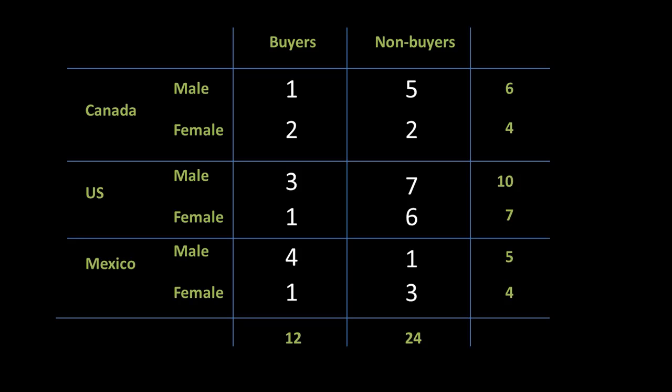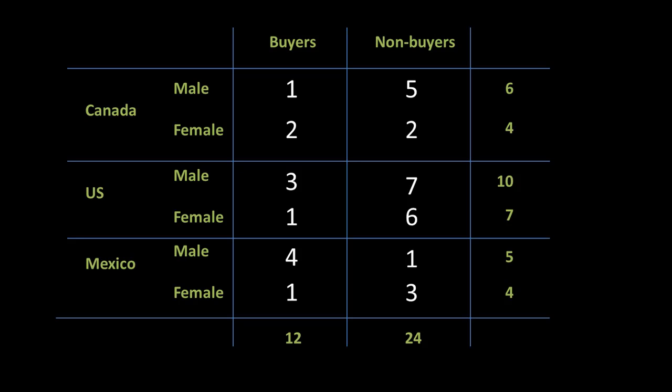Okay, so now we could answer the additional conditional probabilities. For example, for Christine Cushing, we could now say this is a female from Canada. So that's the condition. What is the probability that she's a buyer? Okay, so Canadian female, what is the probability of being a buyer? Mexican male, what is the probability of being a buyer?